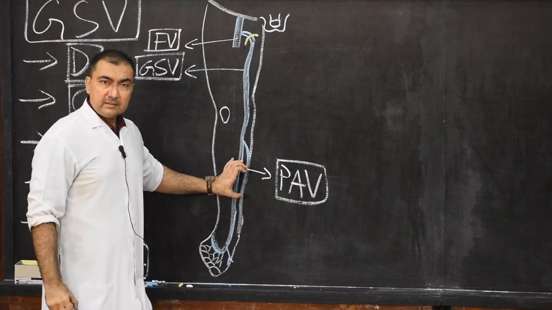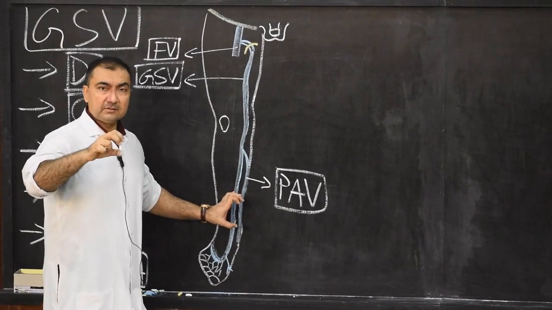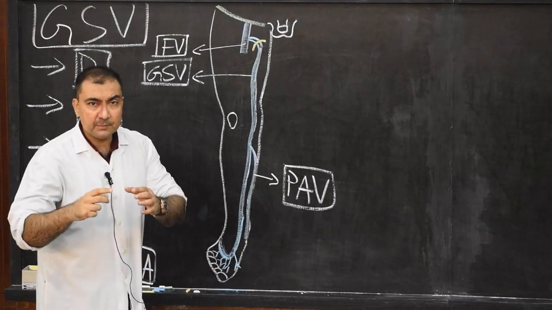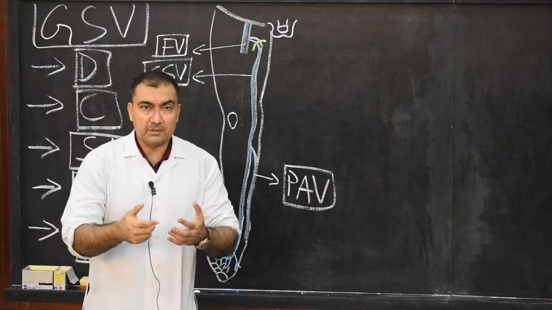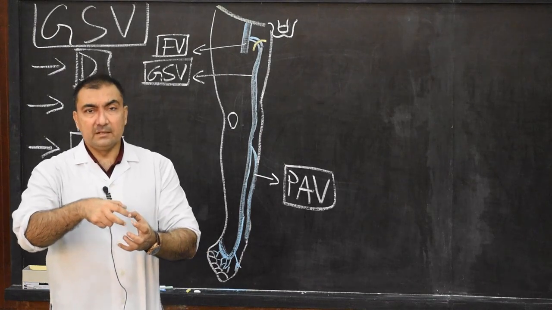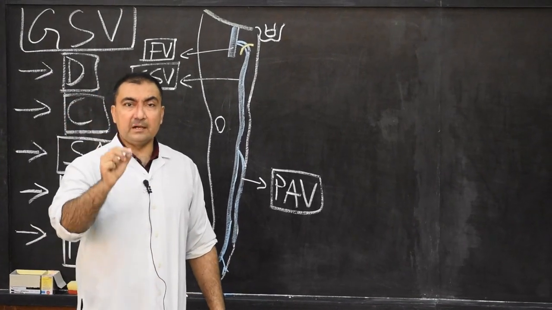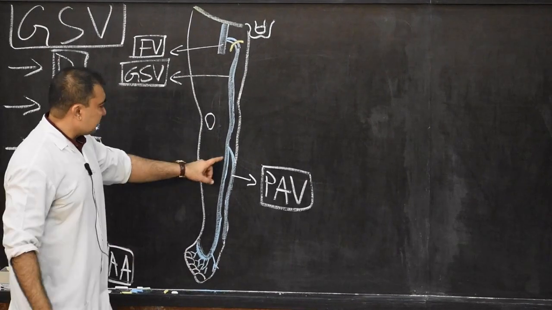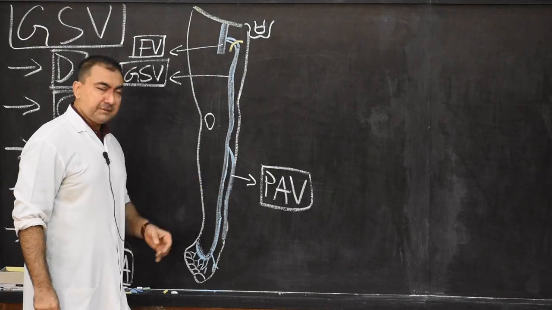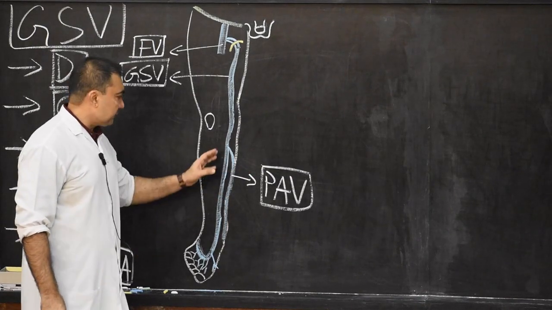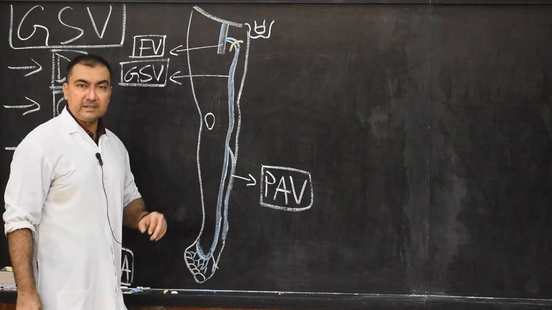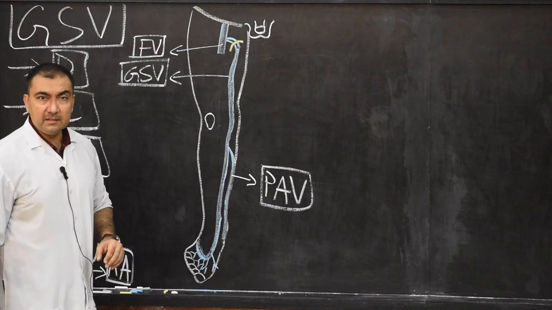Basically, this posterior arch vein is a network which will be formed because of the medial ankle perforators. So these medial ankle perforators, which I am coming to within a short time, will be joined together in the form of a venous network, which will form the posterior arch vein. And this posterior arch vein is draining into the great saphenous vein. So this is the first tributary, and it will include 3 important perforators. They are the medial ankle perforators.